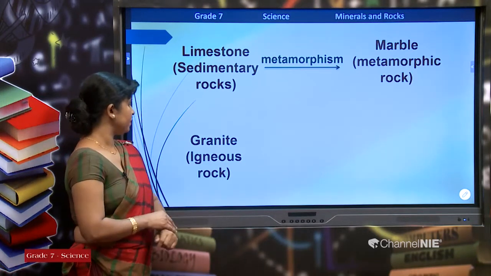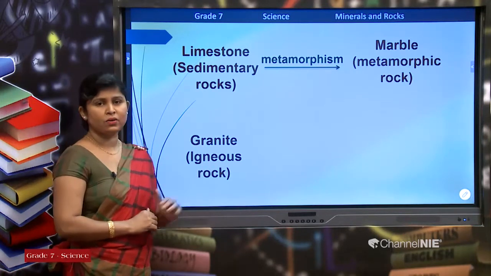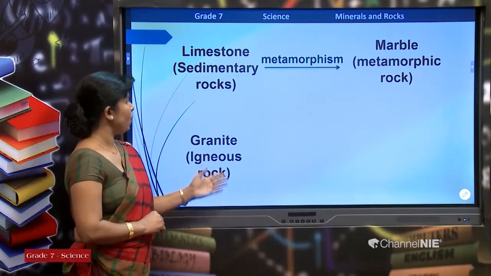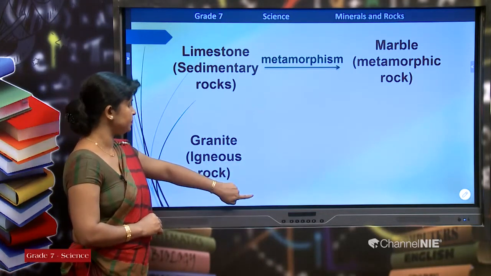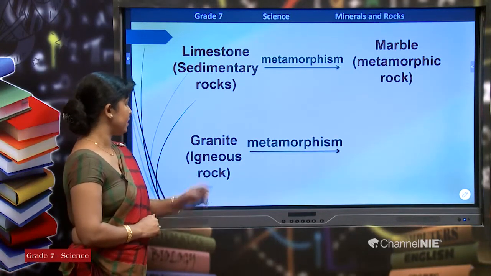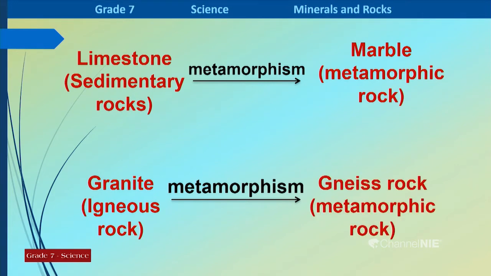Granite. Now, we already know that granite is an igneous rock. Then let us see what has happened to granite after the metamorphism. Yes, granite is an igneous rock. Then after the metamorphism, let us see what has happened to granite. Gneiss rock. It has become gneiss rock. Gneiss rock is a kind of metamorphic rock.